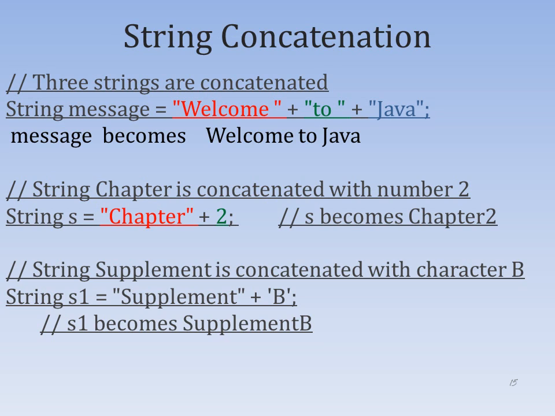The second example shows that we can concatenate a string with a numeric. It also illustrates that I didn't leave a space after the word chapter, so 2 just appears right after the word ends. And the third example there is concatenating a string with a character. And so again, I want to point out, strings use double quote marks, and characters use single quote marks.